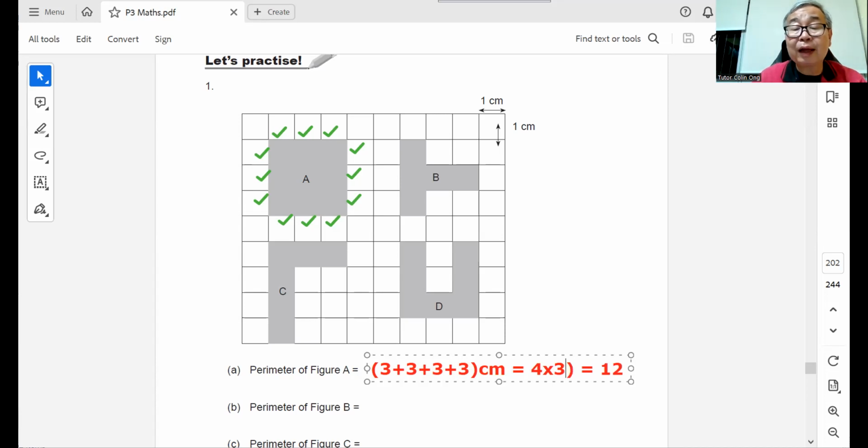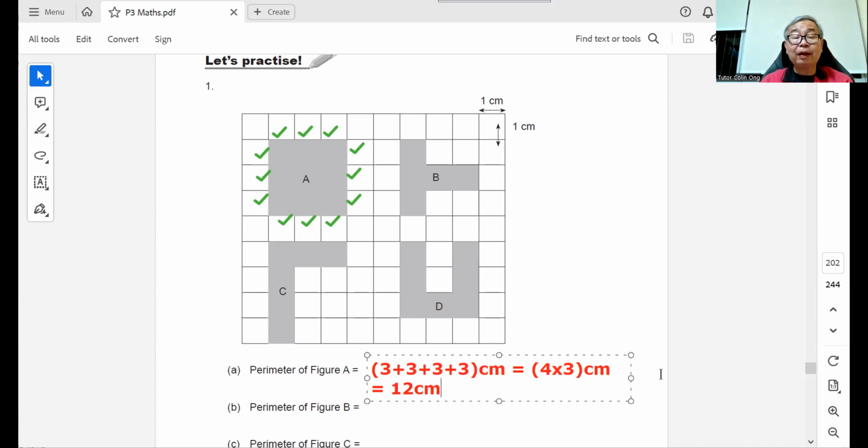Right, sometimes I like to use brackets because it's clearer and to prevent me from closing at 12 cm. Right, so that is figure A. You got it? All right, good.